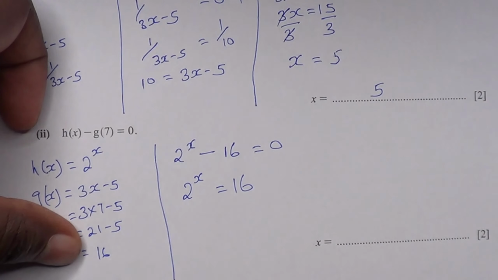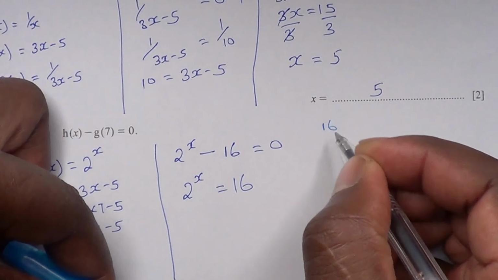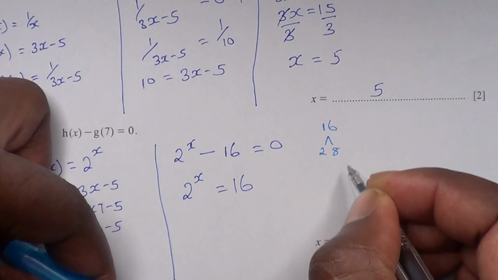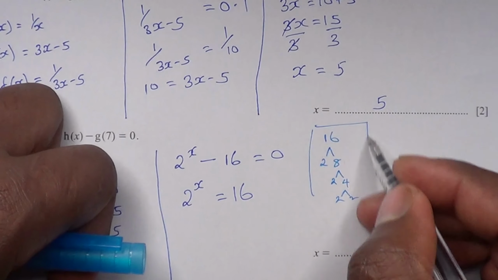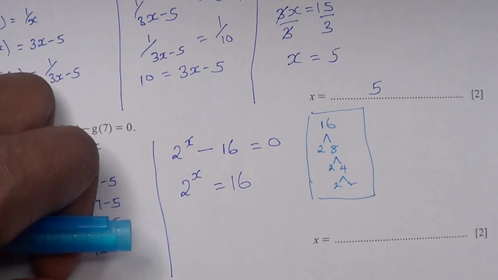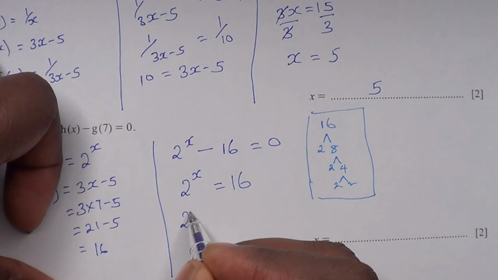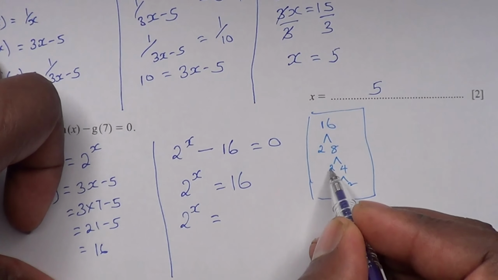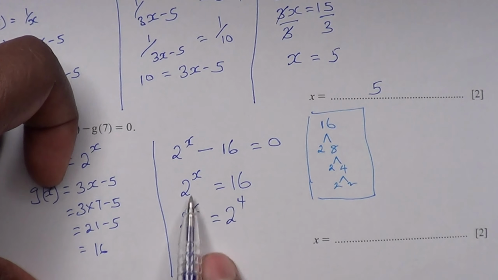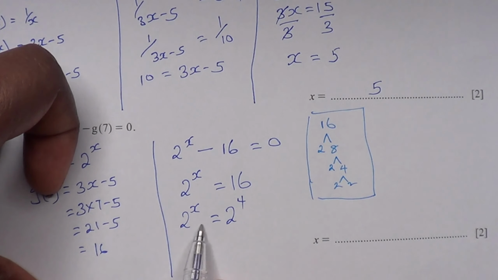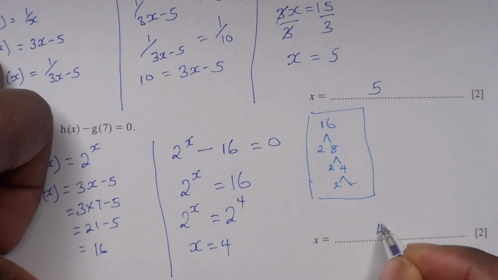Remember that 16, I need to have the same base. So it will be 2 power x equals 2 power 4. So I have made it to have the same base, and then I drop the bases. When you drop the bases, you remain with x equals 4. So here the answer is 4.